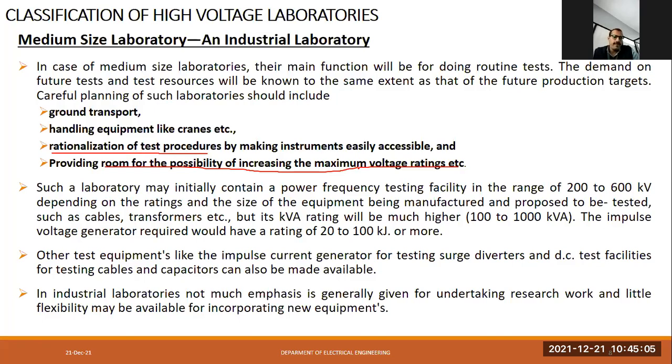Other equipment, like an impulse current generator for testing, surge diverters, as well as DC test facilities, and transformers, cables and capacitors, are also made available. With the help of that, in an industrial laboratory or a medium sized laboratory, we can benefit from doing a routine test of each and every piece of equipment used in a power system.